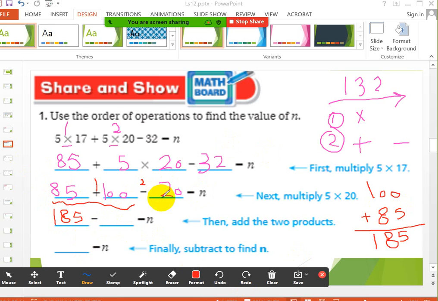What about this 20? I will take it and put it here in the expression. Now, what about the subtraction? After I finish the addition, I will do the subtraction. Now I will subtract between 185 and 20. The answer will be what? I will use the strategy that I learned. 185 minus 20.